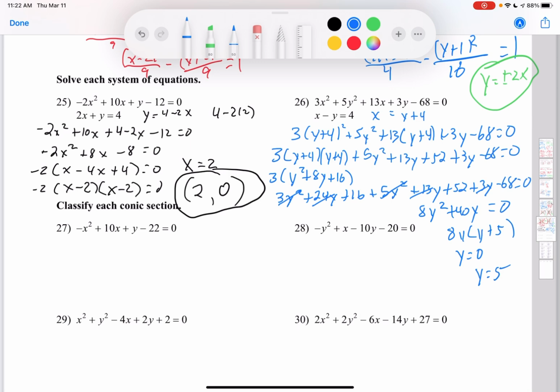So we know our y value is 0. If our y value is 0, our x value is 4. So we have the point 4, 0. If our y value is 5, we've got 9, 5.